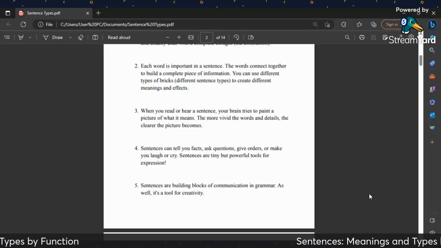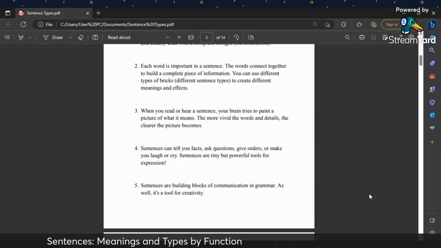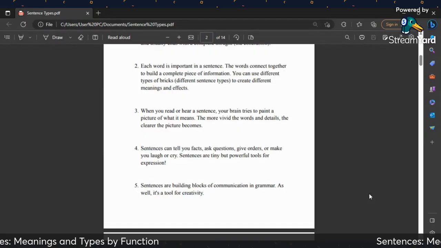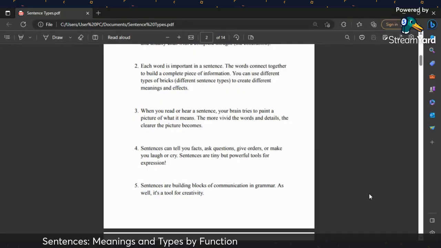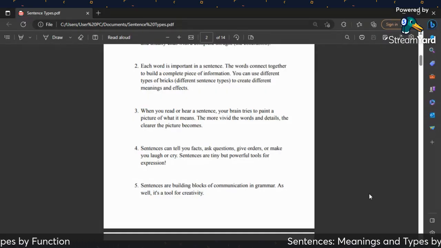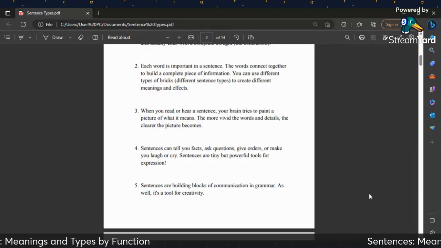This includes the creative aspect of sentences. It helps you to create a vivid mental picture of what you have read, or of what you have heard rather. So a sentence helps you to paint a mental picture of what your sender is saying or what you are reading. Next one: sentences can tell you facts, ask questions, give orders, or make you laugh or cry.